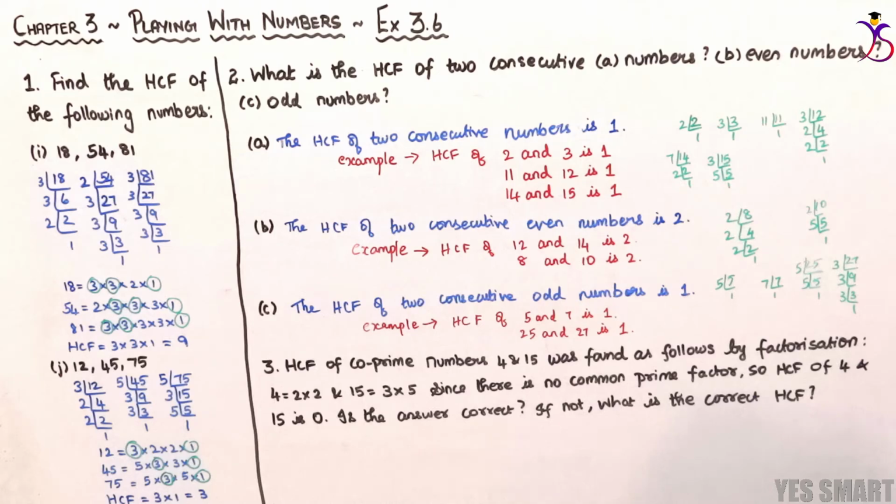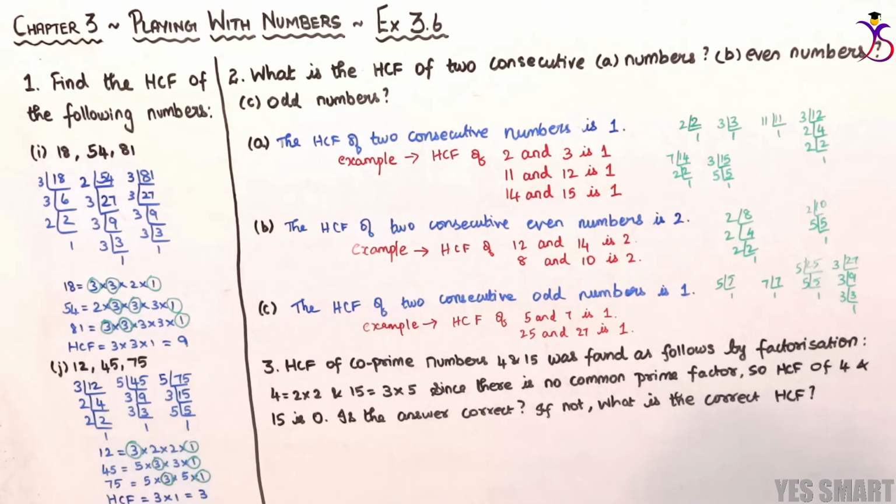Now let's move on to the third sum. They have given the HCF of co-prime numbers 4 and 15, found as follows by factorization. They have given the factors of 4 and 15. Since there is no common prime factor, the HCF of 4 and 15 is 0. They are saying the HCF of 4 and 15 is 0, and they are asking whether the answer is correct, and if not, what the correct HCF is.